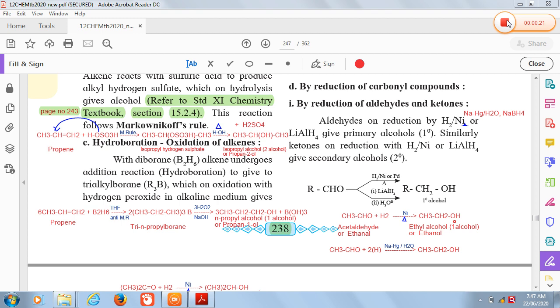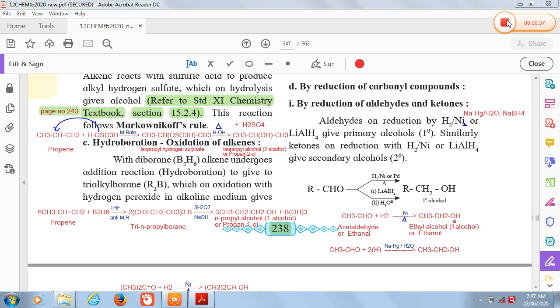First, aldehyde means at least one hydrogen is attached to C double bond O. Ketones means two alkyl groups are attached to C double bond O. So the first reaction is by reduction of aldehydes and ketones.